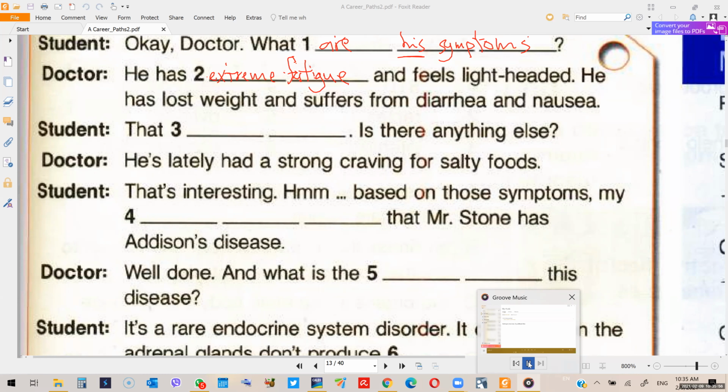Now, student, be careful. Listen. That sounds serious. Is there anything else? That sounds serious. That means this is really serious. This is dangerous. So that sounds serious. Is there anything else?